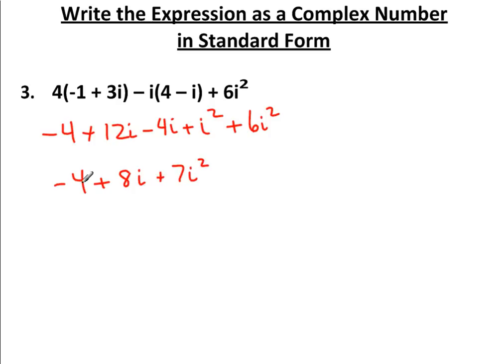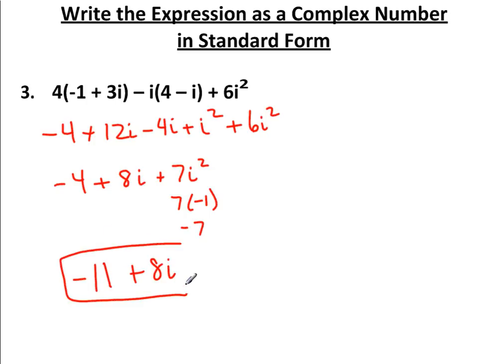Now I'm okay with having i's, and I'm okay with having a negative 4, but this i squared I'm not happy with. Remember, i squared is just negative 1. So this is 7 times negative 1, which is negative 7. Well, now if I combine like terms, I have negative 11 plus 8i. This is in my form, a plus bi. So there's my standard form. I have a real component and an imaginary component that has an exponent no greater than 1.